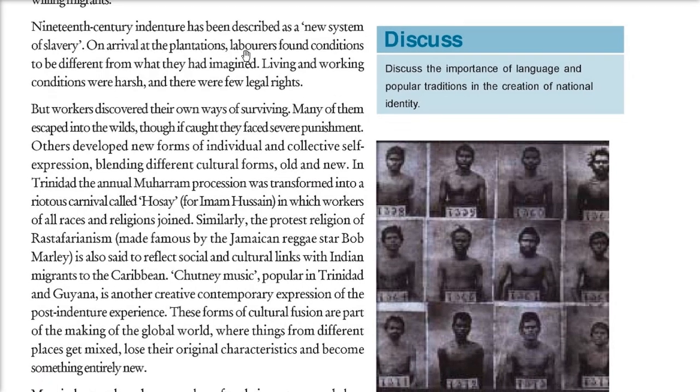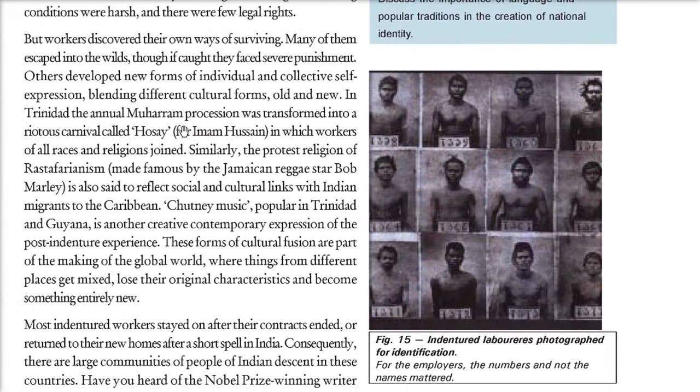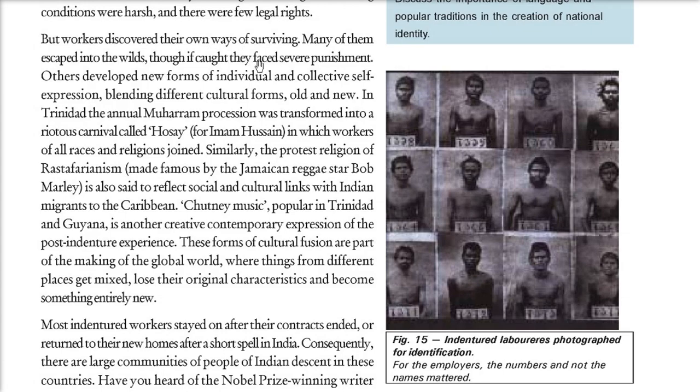When these people arrived at the plantation, they found that whatever had been told to them by the agents was not the way it was told. It was totally different. The conditions were harsh. They had just a few legal rights. But still, people stayed there. They blended with the cultural forms and expressions, and if you see Trinidad, the annual Muharram procession was transformed into a riotous carnival called Hosay. Hosay means Muharram for Imam Hussain, in which workers of all races and religions joined, who were mostly the indentured labor.